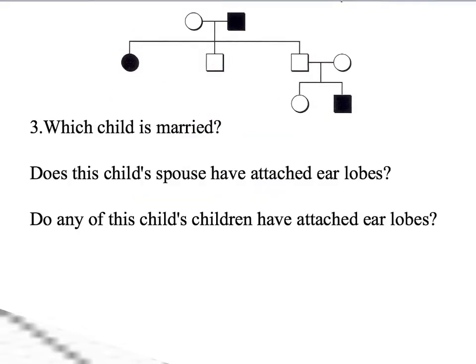Okay, you'll do the same thing here. Which child is married? Does this child's spouse have attached earlobes, and do any of their children have them? Push pause if you need to.